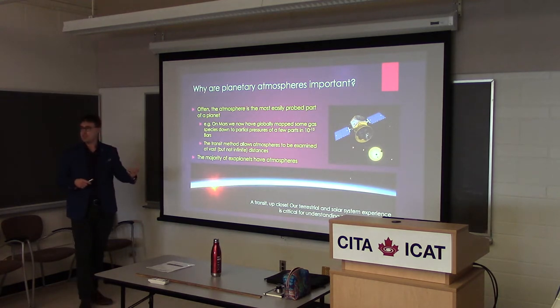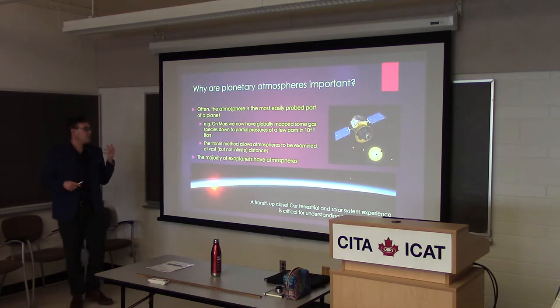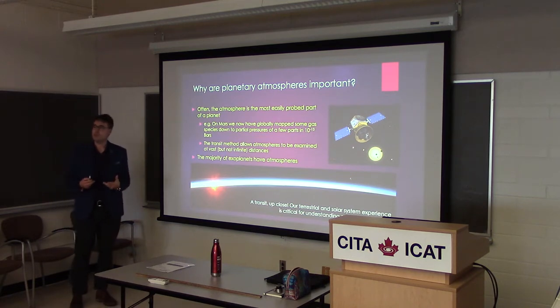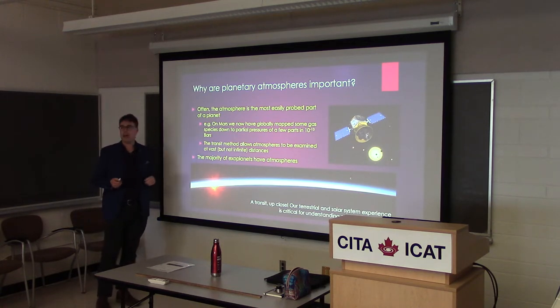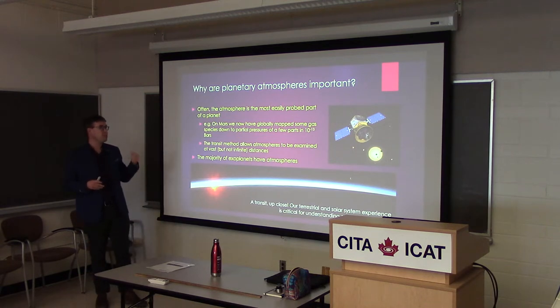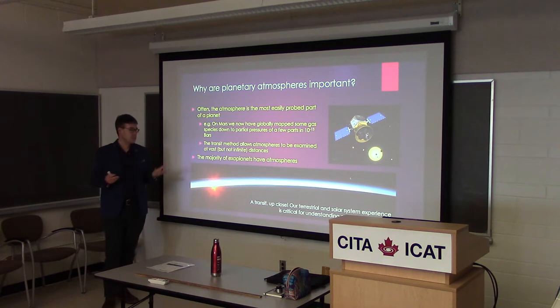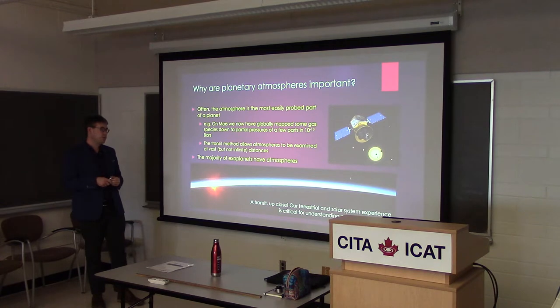We can see these things through the transit method at vast, though not infinite, distances. And even around other planets in our solar system, we've been able to get a good idea of the gas composition down to incredibly fine levels. For Mars, we now have gases that we know down to a few parts in 10 to the minus 13 bars, very precisely. It's also true with the exoplanets, though, that the majority of the planets that exist in our galaxy do have atmospheres. So atmospheric processes are just really important to what's going on.